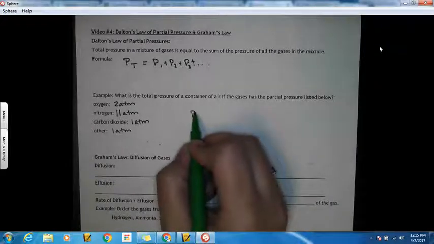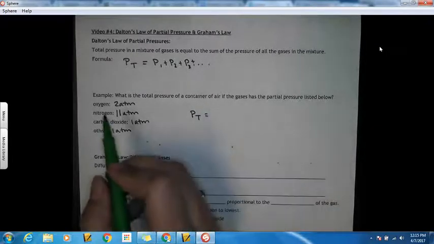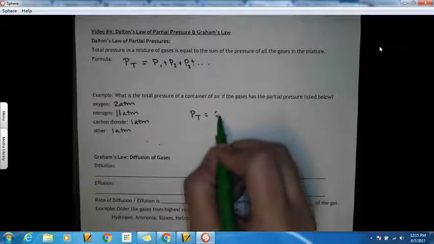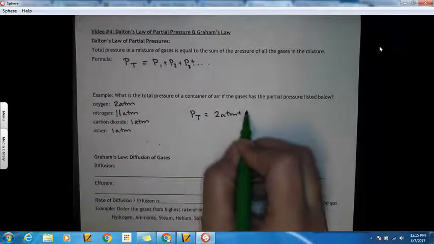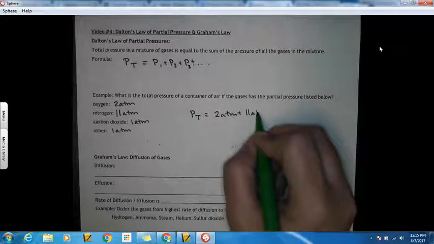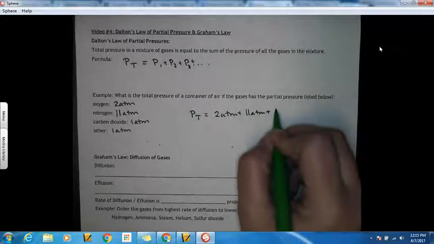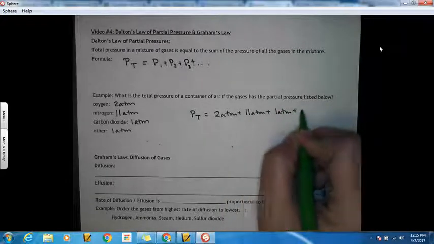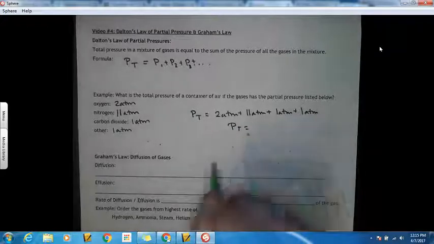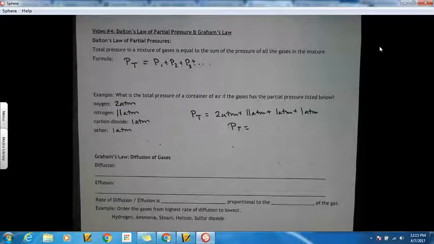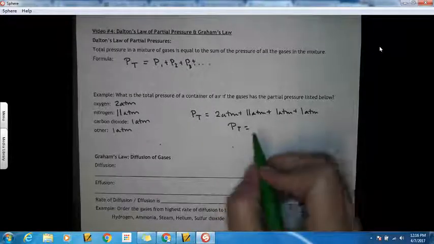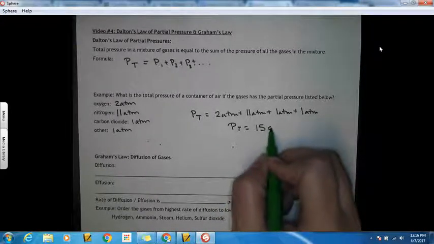So again, our P total is the pressure of the oxygen plus the pressure of the nitrogen, plus the pressure of the carbon dioxide, plus the pressure of all the other gases, and so we get that the total pressure is 2 plus 11 plus 1 plus 1, right? And so we get 11, 12, 13, 14, 15 atmospheres.